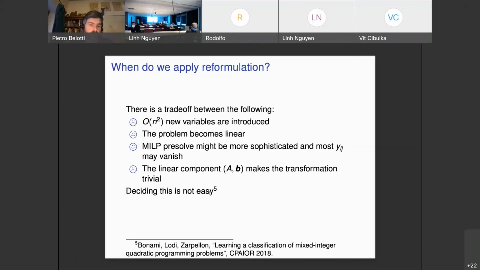Just to mention why this is not an easy decision, there is a nice paper by Pierre Bonami, Andrea Lodi, and Giulia Zarpellon on actually deciding whether this is good through machine learning. Because, as usual, a lot of parameters need to be taken into account before deciding whether this is the case.